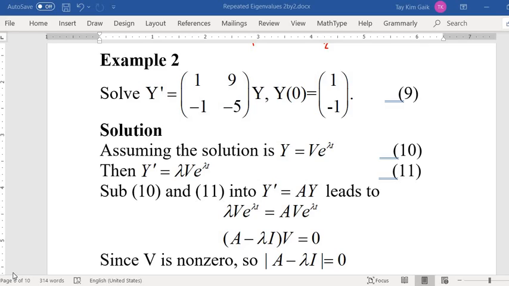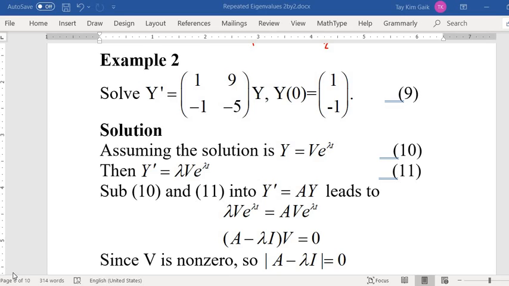Welcome back. We are going to continue the second example of repeated eigenvalue for a 2 by 2 homogeneous system. For example, solve y prime equals the matrix [1, 9; -1, -5] times y, given the initial condition that when t is 0, y is equal to (1, -1).